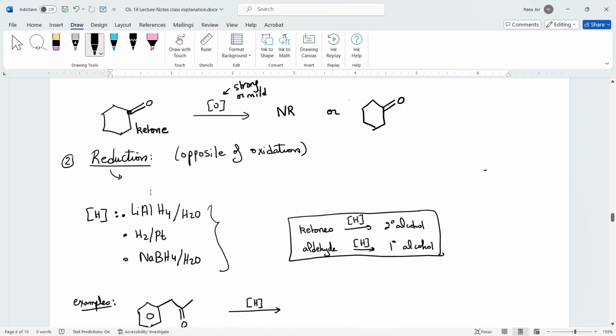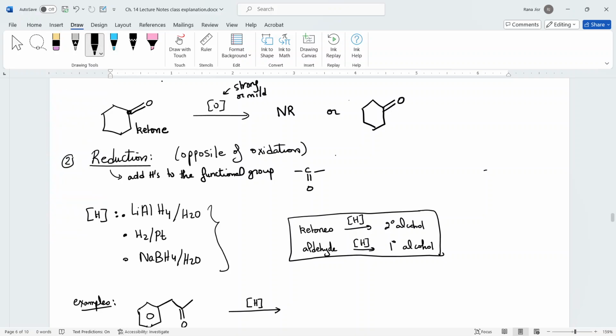The second type of reaction is reduction. Reduction is the opposite of oxidation. Remember that with oxidation you lose a hydrogen or you gain an oxygen. Well, reduction is the opposite, so with reduction we're going to add hydrogens to the functional group. What is my functional group for the aldehydes and ketones? It's the carbonyl, because both aldehydes and ketones share the carbonyl.